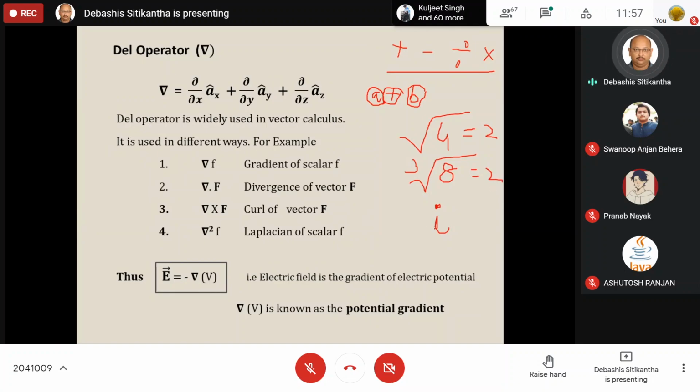Now what is this I operator? I operator means, suppose I write I and I draw the x plane and y plane. Suppose I say that this one is 5. If I write I into 5, then the 5 will be rotated by 90 degrees in the anti-clockwise direction. So this is also an operator, known as the imaginary operator in the Argand plane.